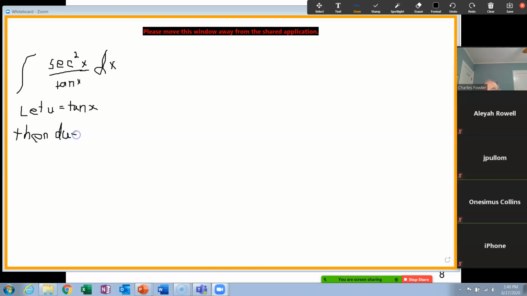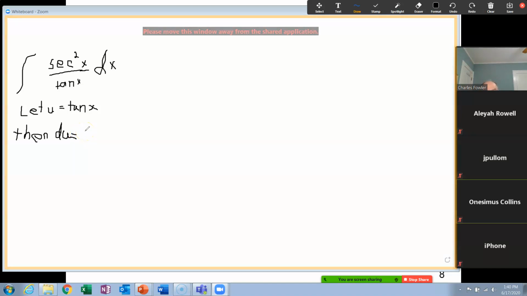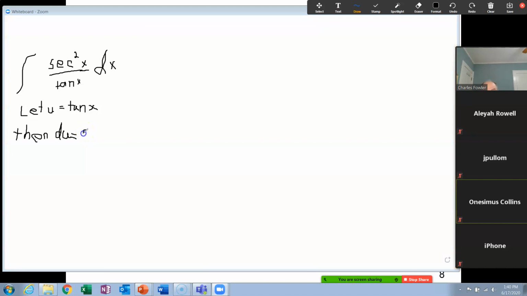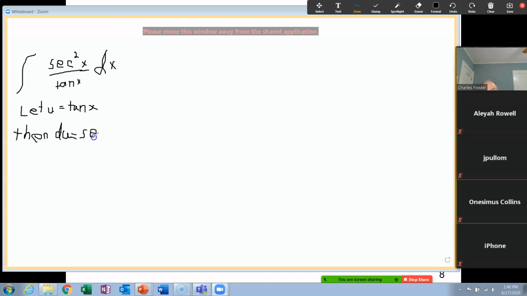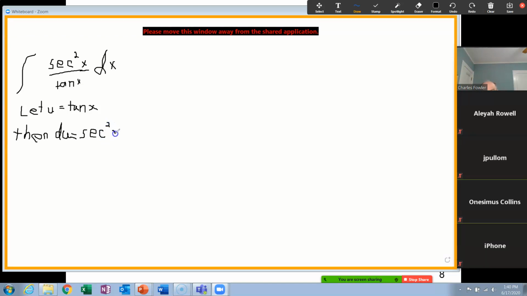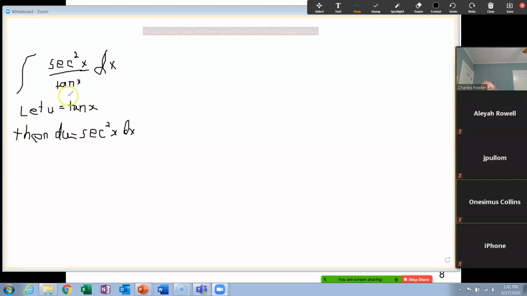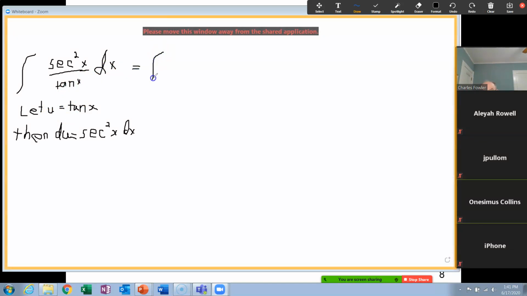du is equal to, and what is the derivative of tangent? I think we've hit it once already today. Anyone know? The derivative of tangent is, believe it or not, secant squared. They were very good to you, weren't they? But because it's a differential, secant squared x dx, written in differential form. And this secant squared x dx is precisely your numerator, and that's the du, and your denominator is your u. So this is simply the integral of du over u, going from x's to u.